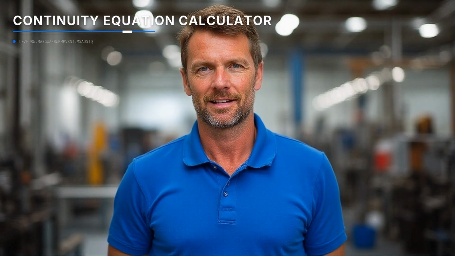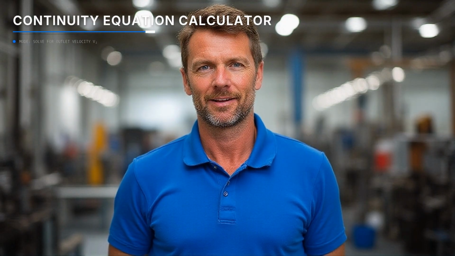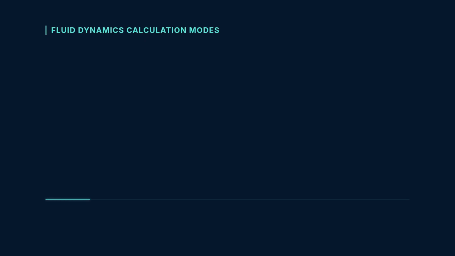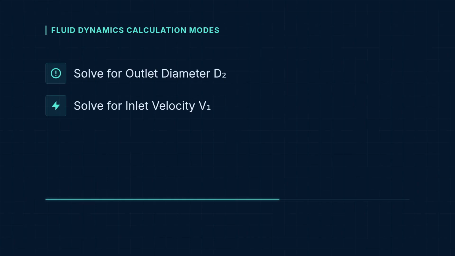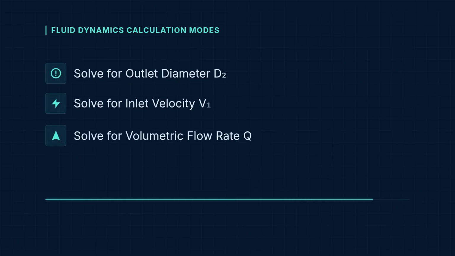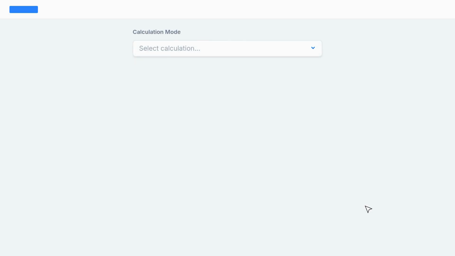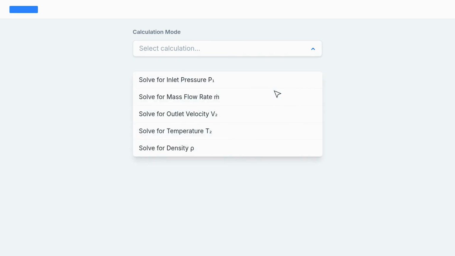Solve for outlet velocity V2, solve for outlet area A2, solve for outlet diameter D2, solve for inlet velocity V1, solve for volumetric flow rate Q, and solve for mass flow rate M. For this demonstration, I've selected solve for outlet velocity V2.